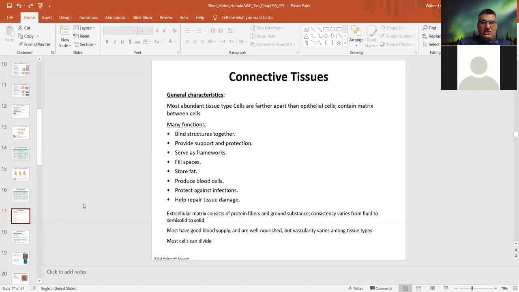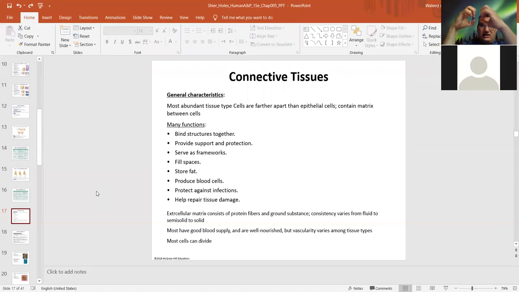The next type of tissue is connective tissue. And I mentioned that connective tissue, generally speaking, connective means to connect. So this is obviously in between cells. This is the main part, but this is not the only thing. This is the most abundant one. So if I ask you what's the most abundant type of tissue that we have, it's the connective tissue in between the cells.